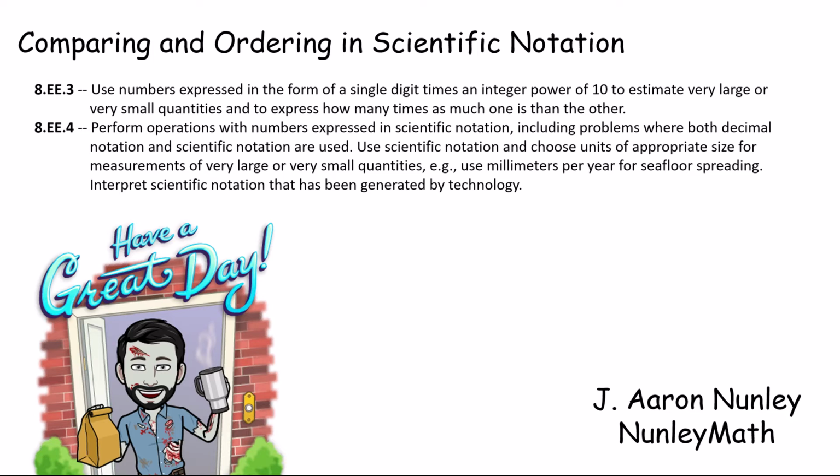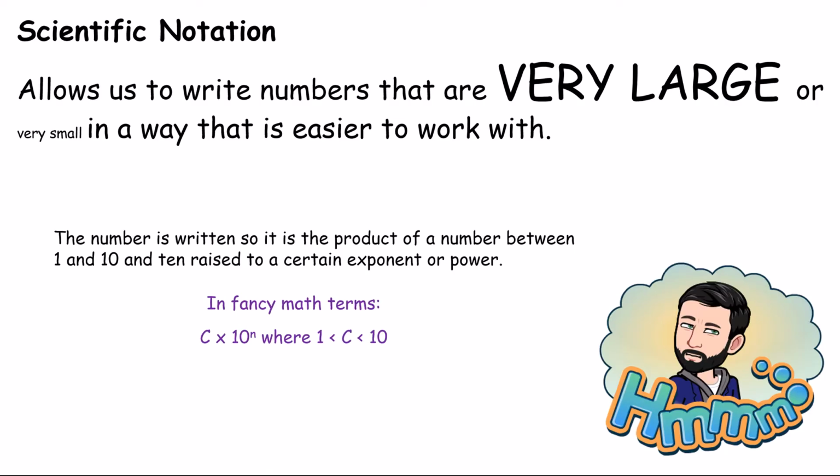This is our second video in our series on scientific notation. In our previous video, we talked about the fact that scientific notation is a special way of writing very, very large or very, very small numbers in a way that makes them easier to work with. And we said that the number is written so that it is the product of a number between 1 and 10 and 10 raised to a certain exponent or power.